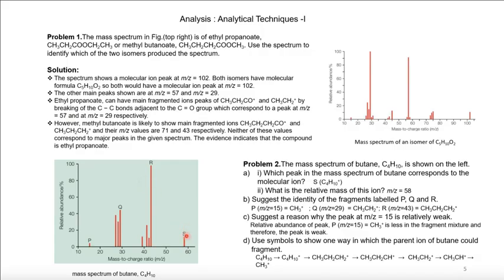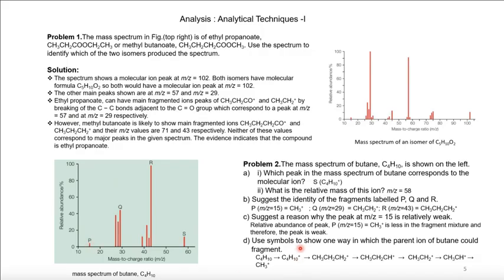So we can identify this as RPQ. It suggests a reason why the peak at m/z 15 is relatively weak. We said abundance in the molecular fragmentation and also molecular ions, percent abundance. This percent abundance is very low, 15, very low. And therefore, that means CH3+ is very low compared to other fragments in the mixture. So therefore it's very weak.